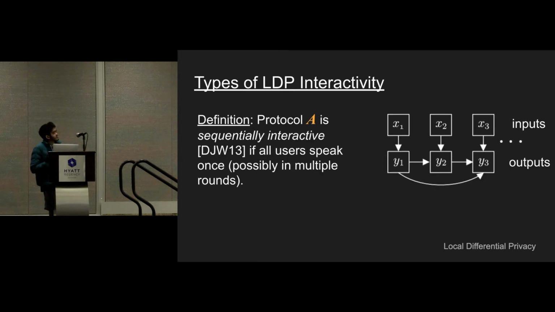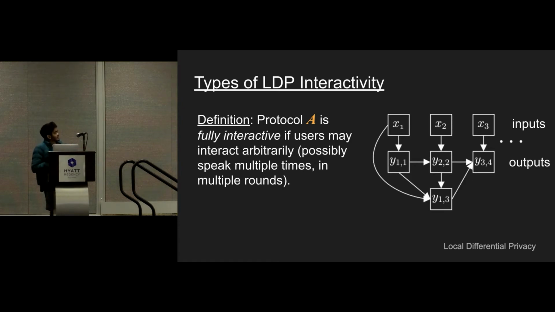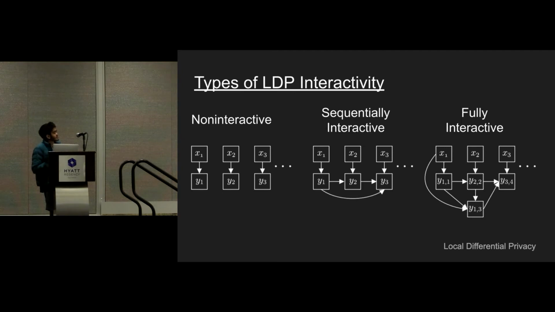The second type of interaction is a little more general. Now we still have each person speaking at most one time, but they can now do it in sequence. So in particular, the fourth person who speaks can see the outputs of the first three people who spoke. And that's good because now there's a little more adaptivity in this process. And finally, the most general model is the fully interactive protocol. Here, there are no limits beyond local privacy. People can speak multiple times in multiple rounds. So those are the three types of interaction.